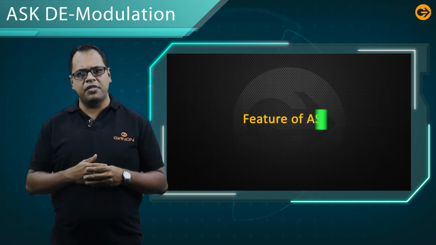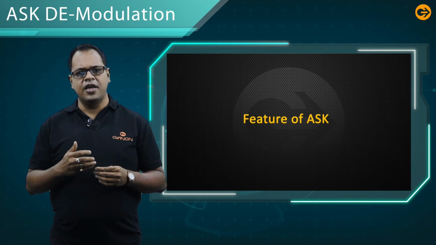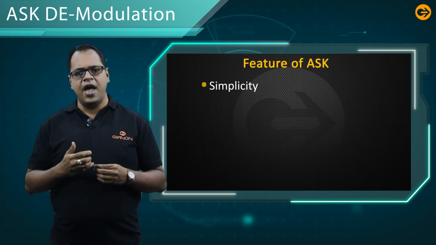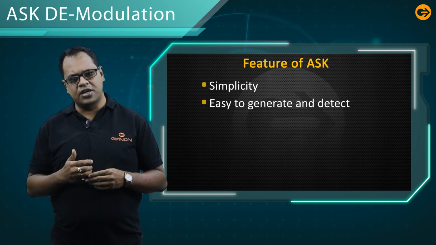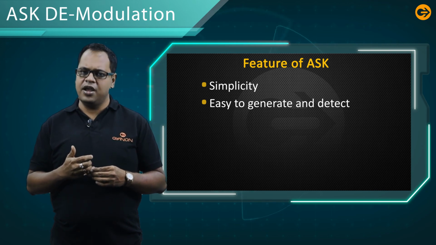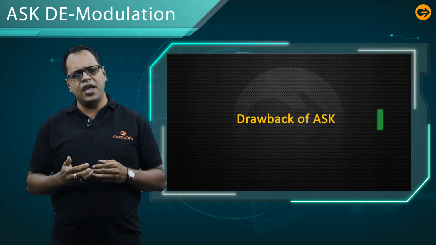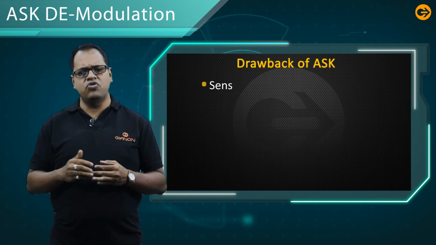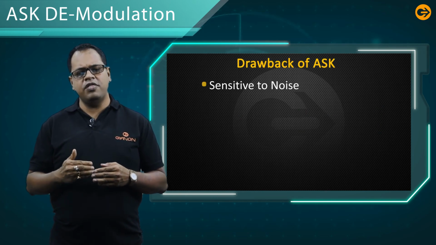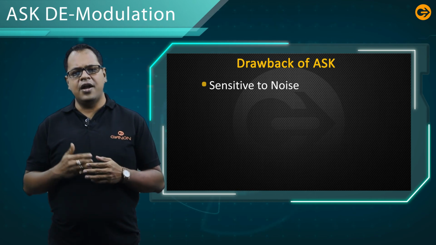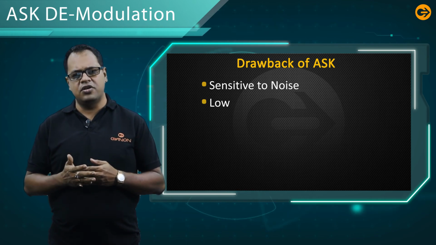Now let us discuss the features of the ASK. The feature of the ASK is its simplicity, and it is easy to generate and detect, as we have discussed in our earlier lecture. What is the drawback of the ASK? It is very sensitive to noise. That means noise may affect or harm the ASK signal easily. And the second drawback is low bit rate.